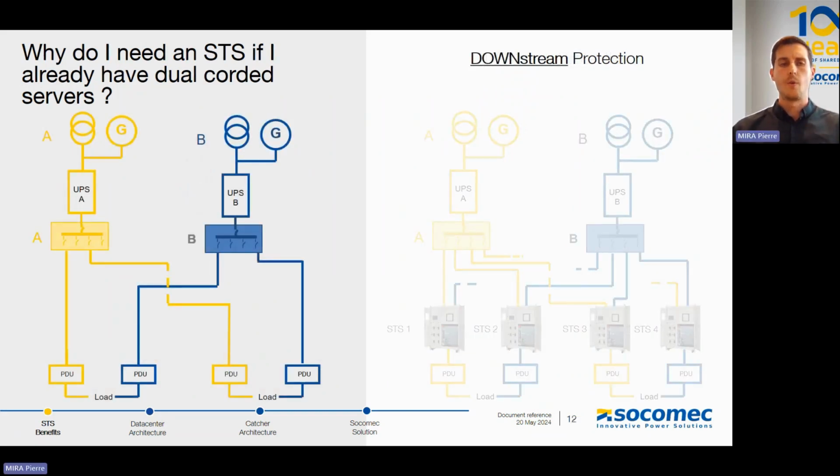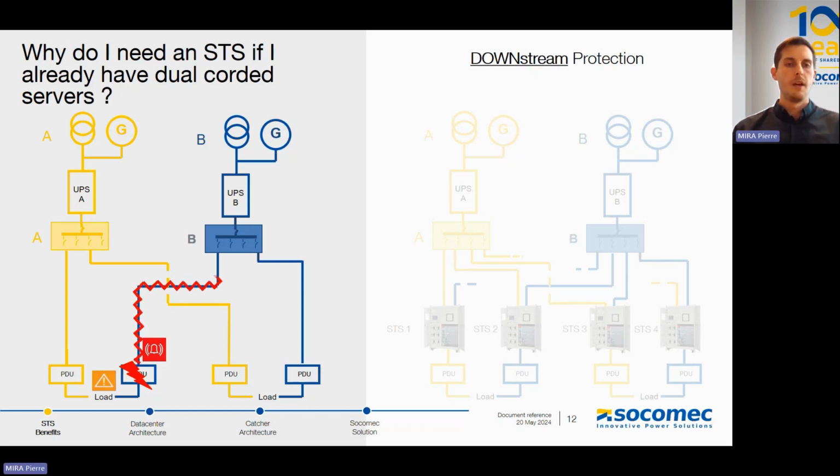The second question related to dual corded servers is how do we secure our load from downstream events? So here again, on the left side, we have the data center architecture without any static transfer switch. If we simulate a fault on a PDU, what will happen? We lose the PDU. The servers, the load connected to this PDU, get an alarm. We don't lose the server because they are dual corded. However, the server gets an alarm, and the customer is notified.